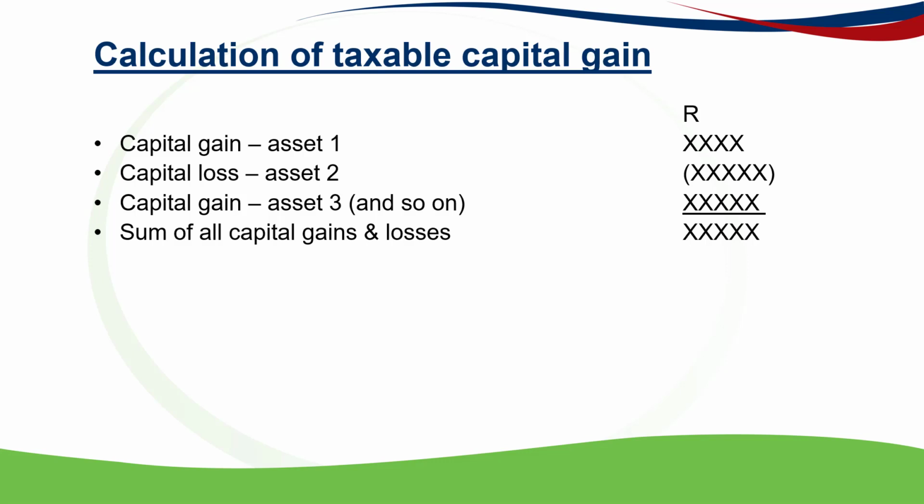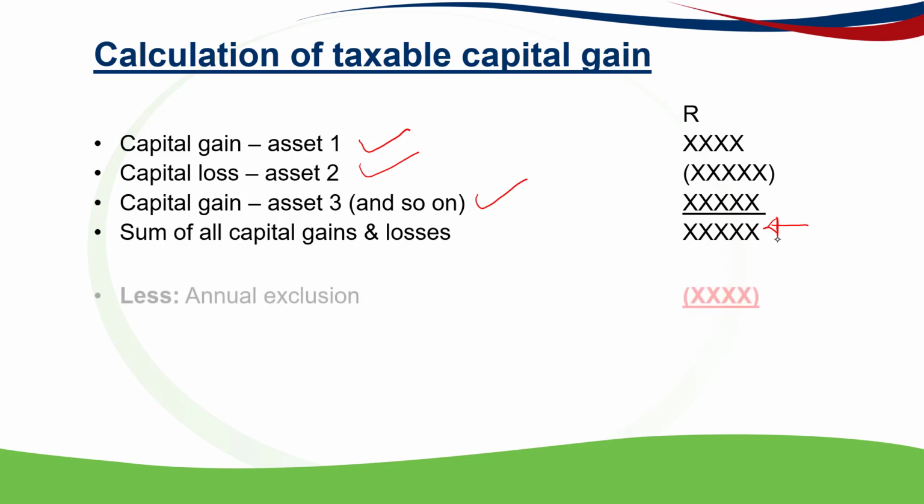So what does this mean? If you have disposed of 3 assets, you determine whether you have a capital gain or a capital loss for each asset separately, then add everything up. So you will have the capital gain for asset 1, the capital gain for asset 2, and the capital gain for asset 3, and so on. If you have more than 3, then you will add up all those gains. You will get to an amount that we call the sum of capital gains and losses.